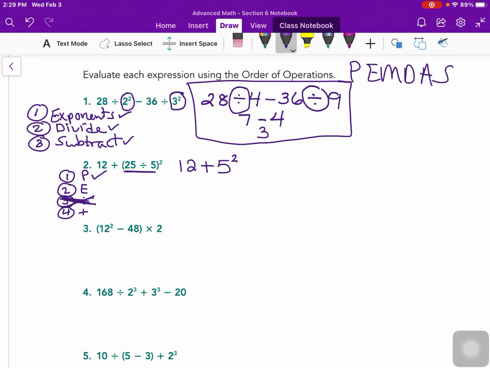Next up is exponents. So I'm going to write 12 plus, and instead of 5 to the second power, I'm going to say 5 times 5, which is 25. I didn't have to worry about the divide because I've already done it. And my last step is the add, and 12 plus 25 is going to be 37.